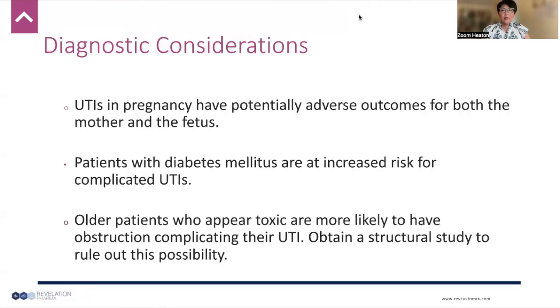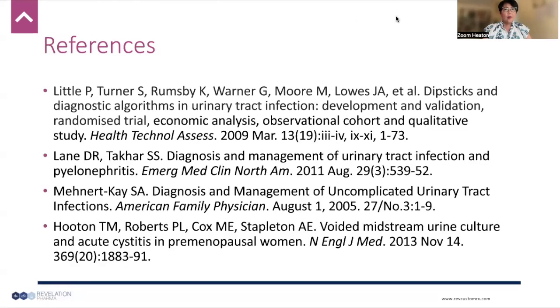UTIs in pregnancy have potentially adverse outcomes for both the mother and the fetus, so it's best to obtain a urine culture in all pregnant patients with suspected UTI. Pyuria and bacteriuria always are treated during pregnancy, regardless of whether symptoms are present. Patients with diabetes mellitus are at increased risk for complicated UTIs. Older patients who appear toxic are more likely to have obstruction complicating their UTI, so obtain a structural study to rule out this possibility. And here are your references.